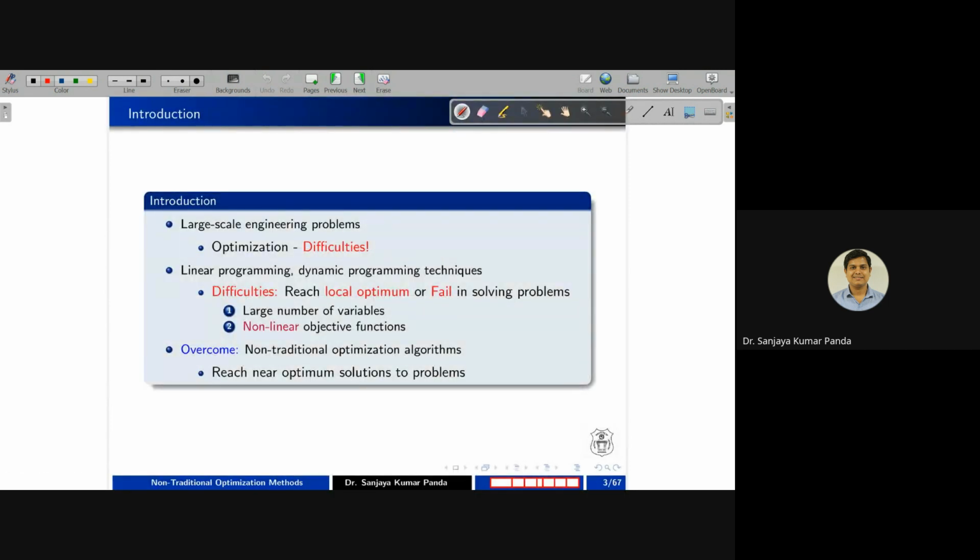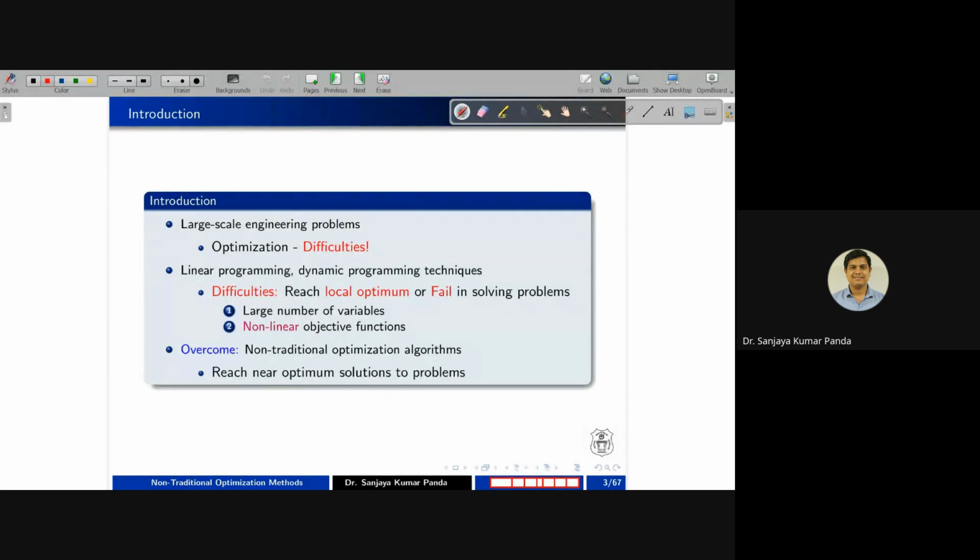Now, if you go for scientific or engineering applications, as you are a faculty member or a student in the science or engineering field, we know our problems are very complex. We start with a very simple problem, but if you go for generalization of a particular problem, such problems are very complex, or we can call them large scale problems. So if you apply a traditional optimization algorithm, it is difficult to solve those problems.